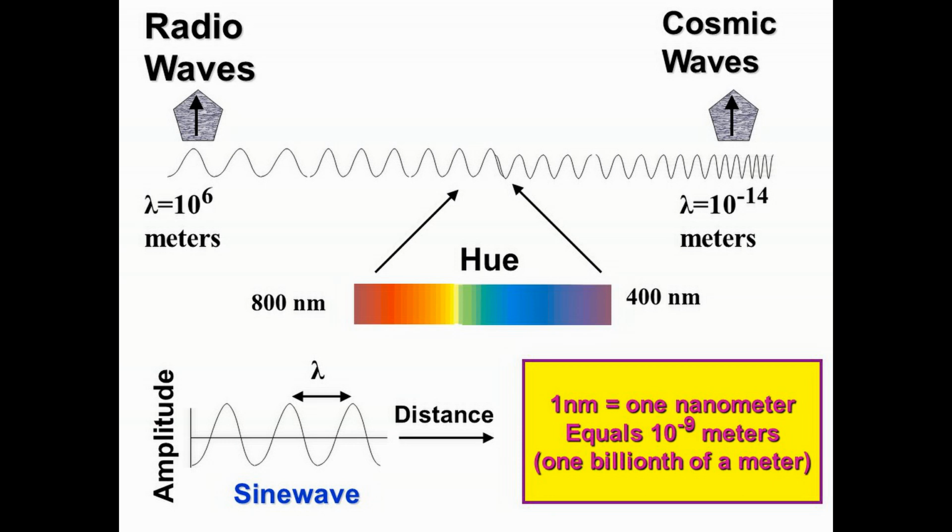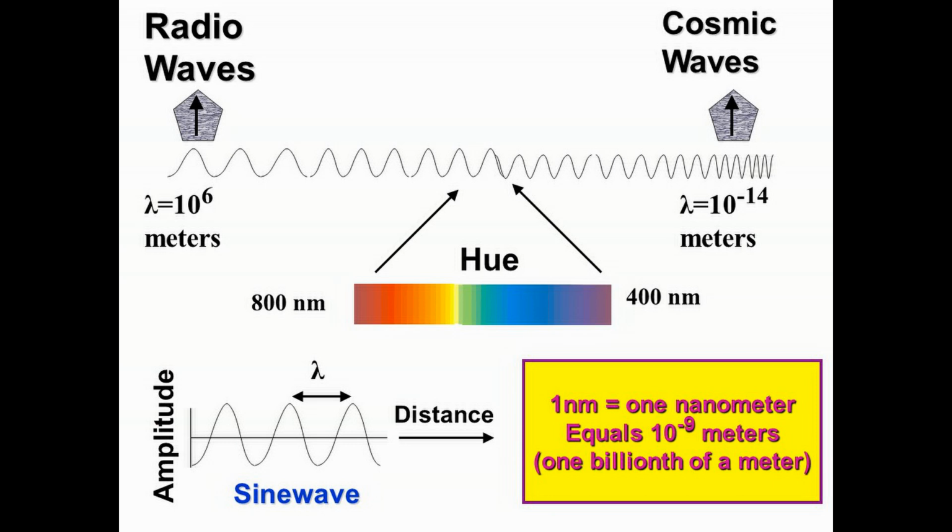What we detect as light is really only a tiny portion of this entire electromagnetic spectrum that ranges from radio waves to cosmic waves. Looking at the diagram on the bottom left of the screen, I've drawn a waveform. We call it a sine wave. It goes up and down and up and down. And we can speak of the amplitude of the sine wave or its height. And with light, amplitude corresponds to the intensity or brightness of the light.